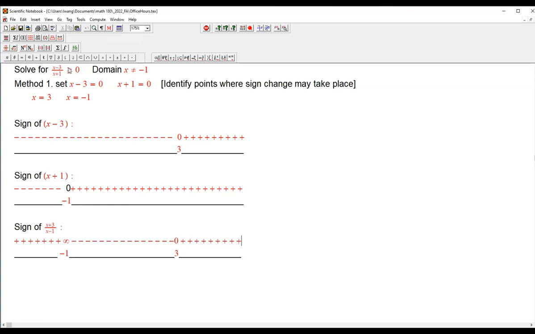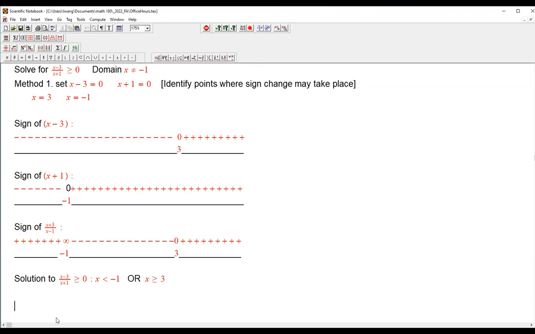So finally, if we want the quotient to be greater than or equal to 0, the solution to the quotient is going to be x less than -1, not including -1, be careful here, or x is larger than or equal to 3. So that would be the solution. Okay, so that's the first method.